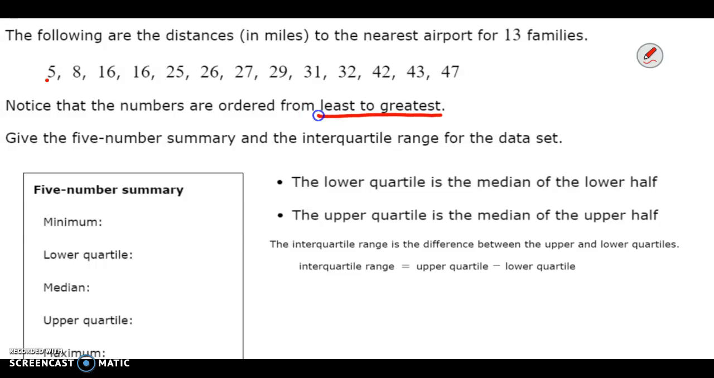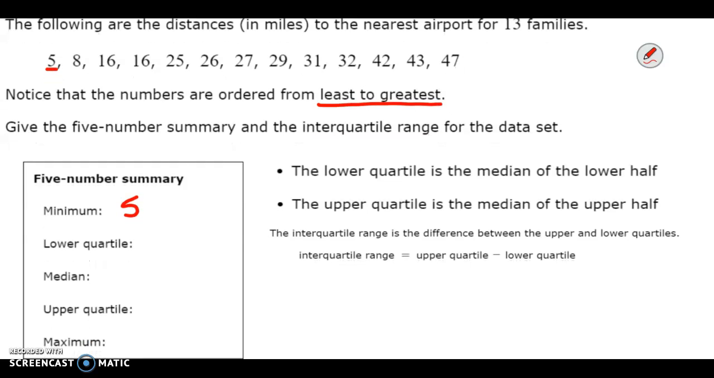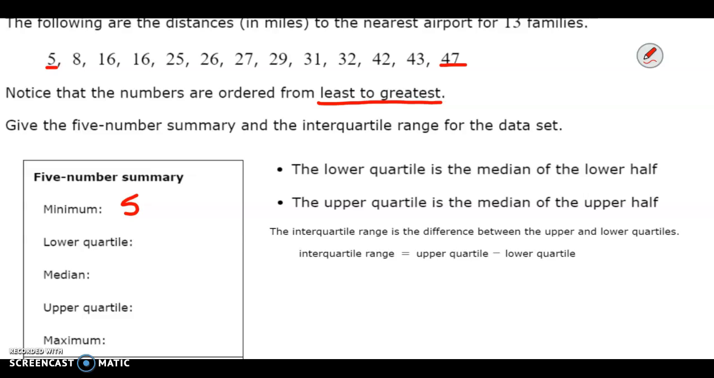So the minimum is going to be the smallest value over on the left. That's going to be 5. The maximum is going to be the biggest value over on the right. That's 47. And then the median is whatever is in the middle, okay? Well, there's 13 families, so we're going to find that middle just by walking ourselves in from each side. So if there's 13 values, the 7th value will be the middle. 1, 2, 3, 4, 5, 6 in from the left, you end up with 27. And you can see there's still 6 terms on the right as well. So 27 is right in the middle. That's going to be your median.